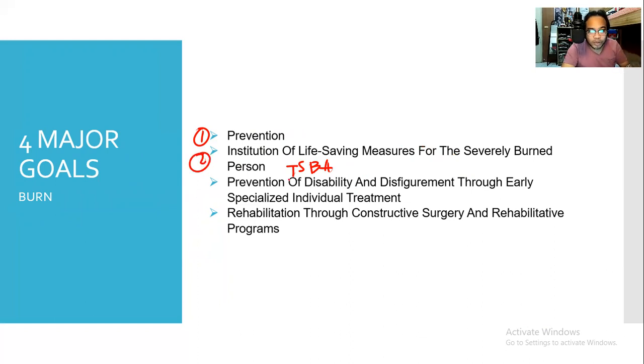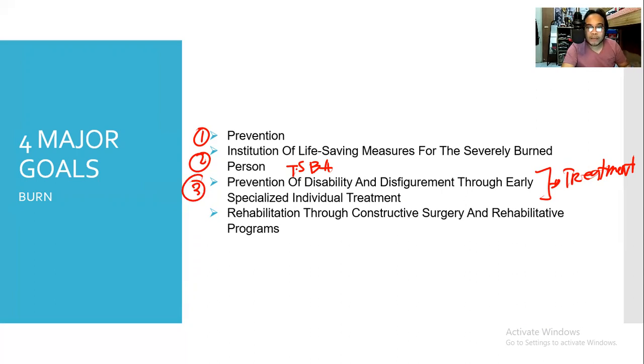That's number 2. Number 3 is prevention of disability and disfigurement through early specialized individual treatment. So here, class, this is the treatment phase. This is where our management comes in. We have phases wherein each management is different from one another. So this is number 3.